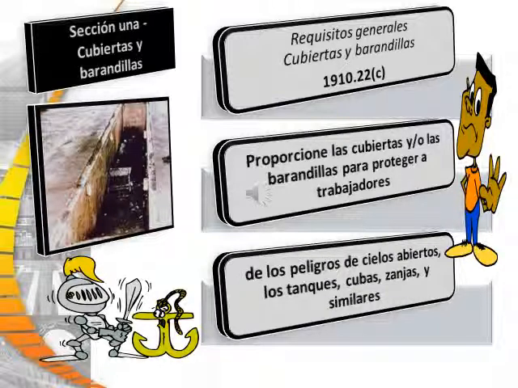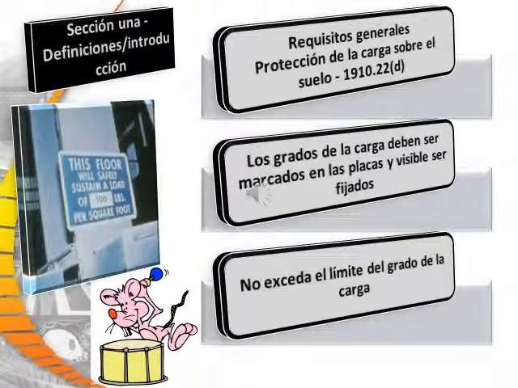General requirements for covers and guardrails are covered under .22(c), which provides for covers and guardrails to protect workers from the hazards of open pits, tanks, vats, ditches, and similar items. General floor loading requirements are covered under .22(d), which states load ratings must be marked on plates and be conspicuously posted.